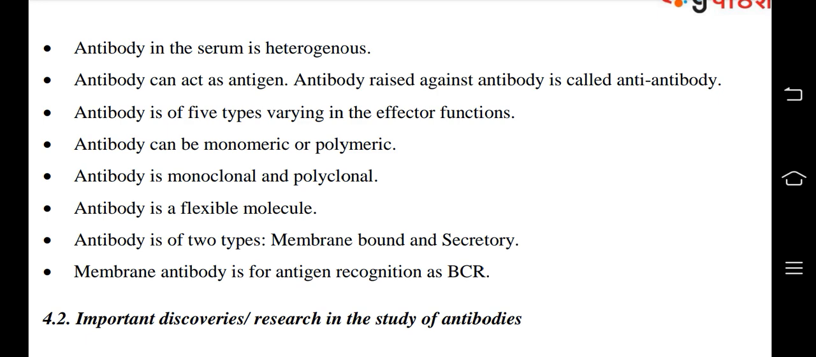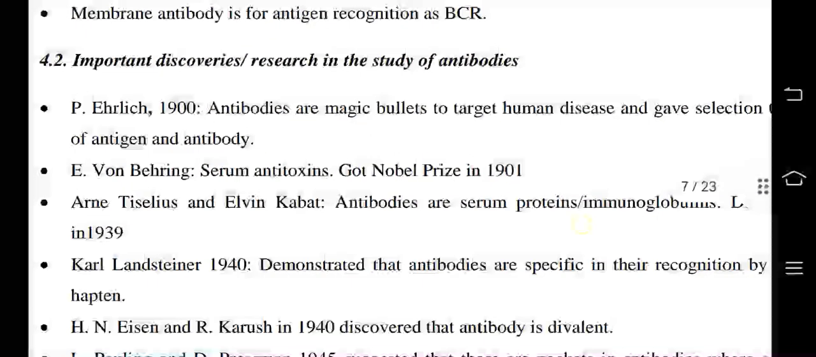Antibody is of 5 types varying in the effector functions. Antibody can be monomeric or polymeric. Antibody is monoclonal and polyclonal. Antibody is a flexible molecule. Antibody is of 2 types, membrane bound and secretory. Membrane antibody is for antigen recognition as BCR, B cell receptor.